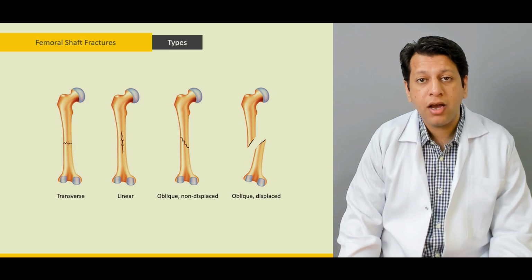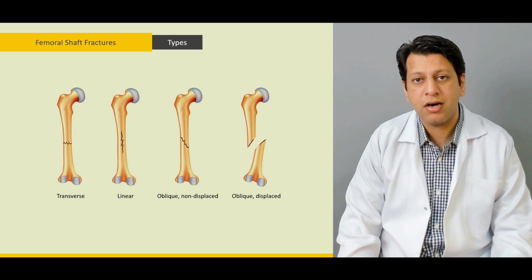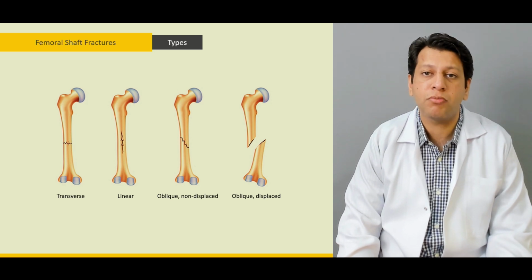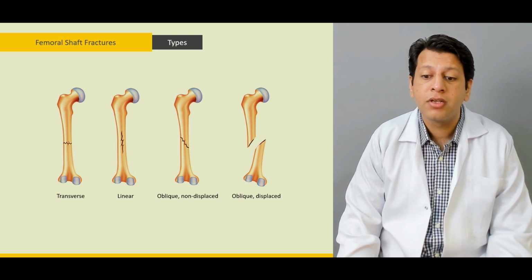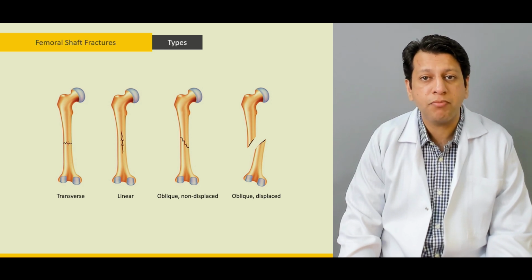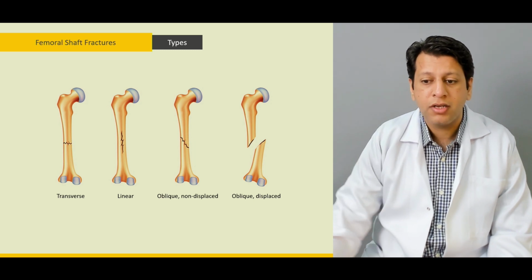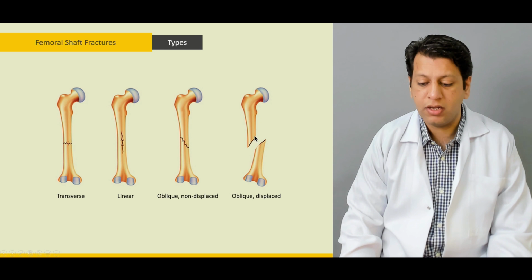If it's slightly higher in energy and the patient had a fall, or there is an old age patient with some form of low energy RTA, this usually results in a short oblique fracture with some form of translation, eventually leading to a displaced type of fracture, which can be appreciated in this diagram.